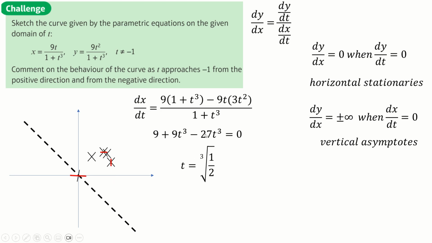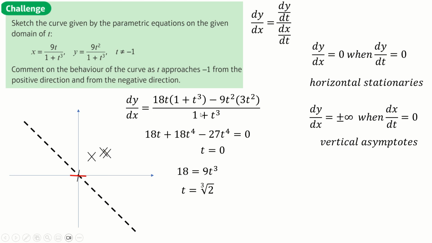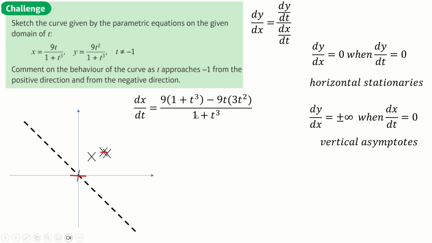But also, if you look here, you can also make dx by dt 0 by just making t massive. Because, oh, sorry, I've got both these wrong. This should be 1 plus t cubed all squared. Apologies. Of course, it's squared on the bottom. I don't use quotient rule very much, so that didn't occur to me.